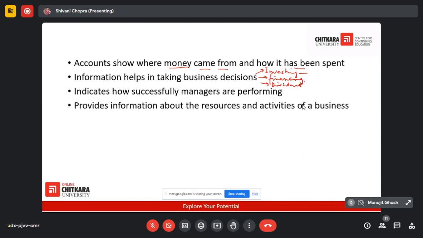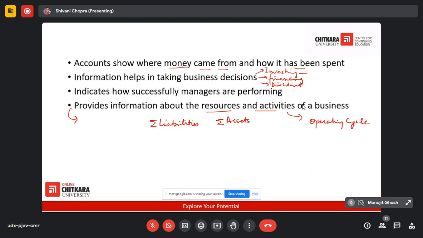So, what is the overall performance of the business, and who is running the show? The managers are the ones who are running the show, and how successfully managers are performing comes to be known with financial accounting. Along with it, it provides information about the resources and activities of the business. And this is an important point. When we talk about resources, we are talking about the sum of all assets that we have, along with the sum of liabilities the business has. And when we talk about activities, we are referring to the operating cycle.